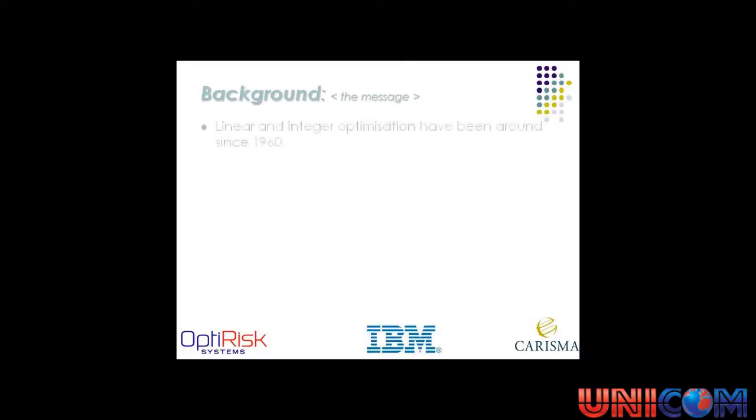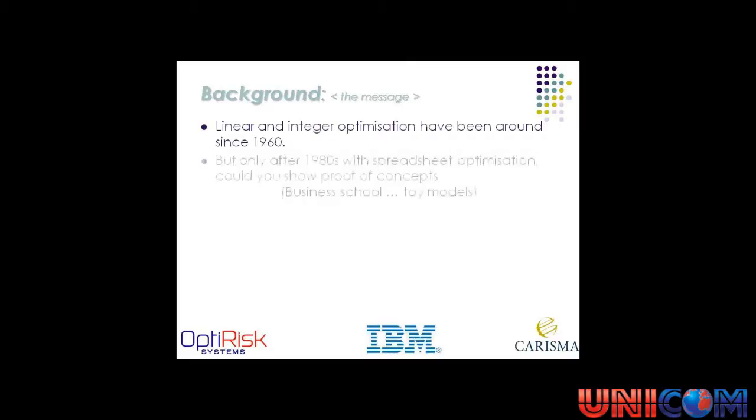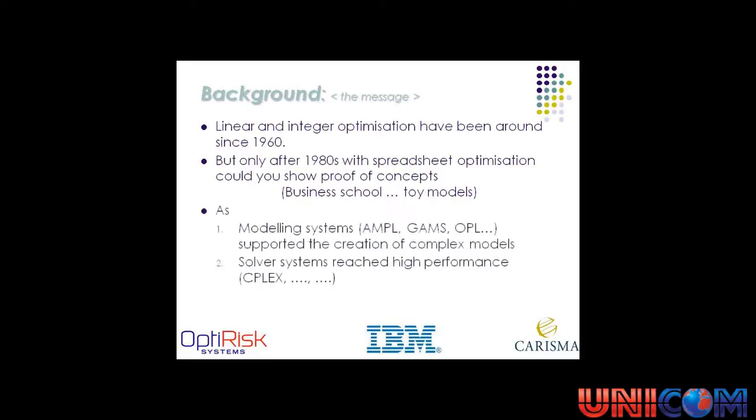So the message is as follows: whereas linear and integer optimization have been around since the 60s, only after the 80s with spreadsheet optimization could you really show proof of concept as business school toy models were updated. And many robust modeling tools like AMPL, GAMS, OptiStudio came into use, and industry-strength powerful solvers like CPLEX and Gurobi went on, that we found a lot of application of optimization.